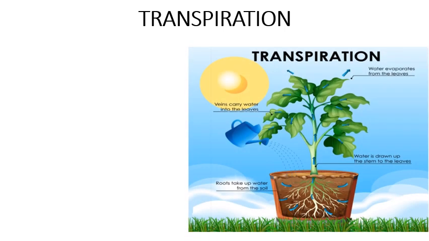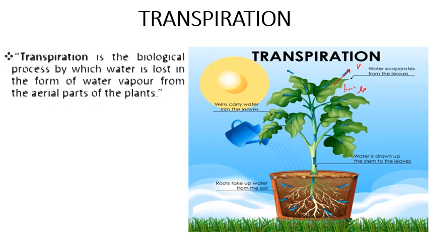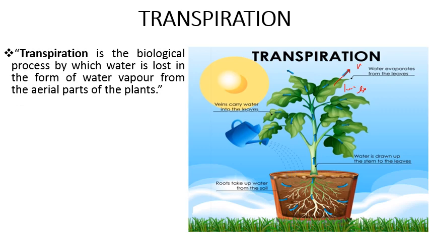So basically, any loss of water in the form of water vapors from the exposed plant parts, mostly leaves, which have stomata, is known as transpiration. In other words, we can define transpiration as the biological process in which water is lost in the form of water vapors from the aerial parts of the plant.